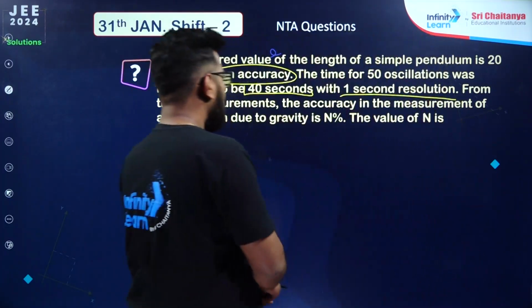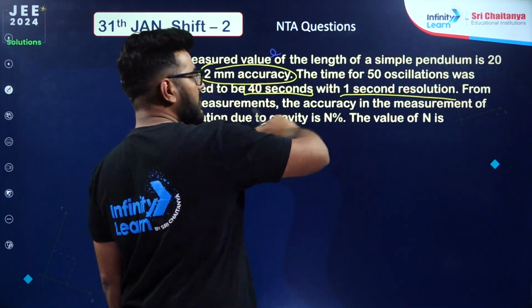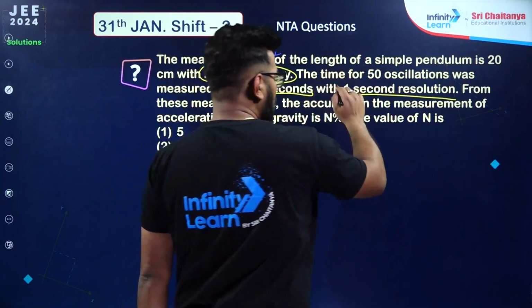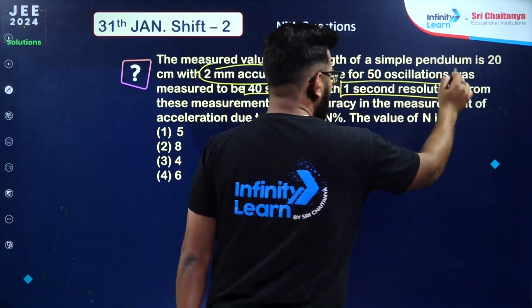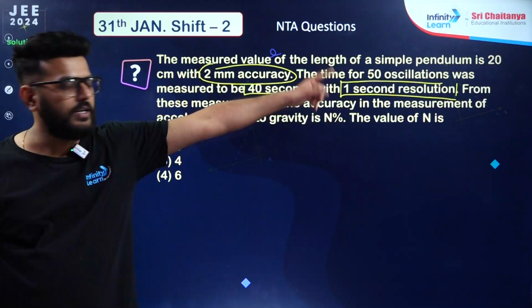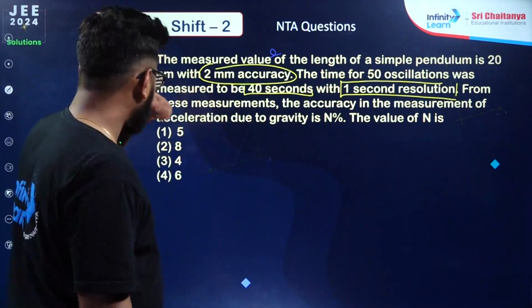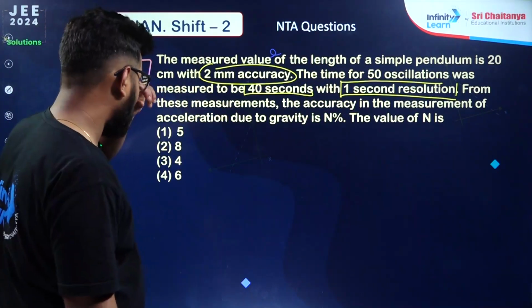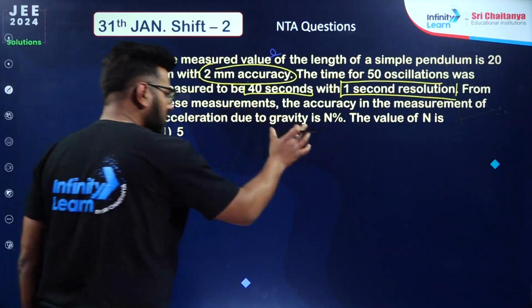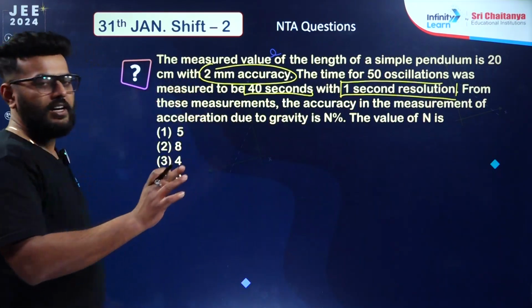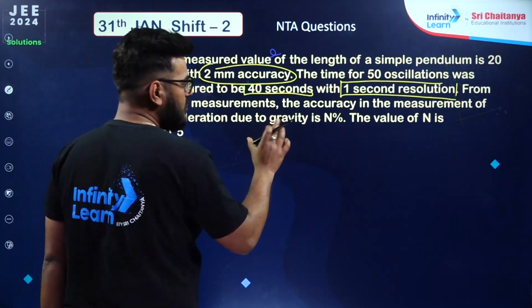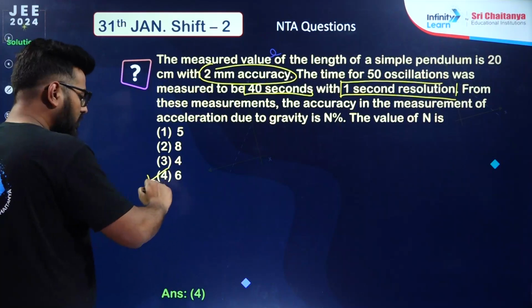So basically you need to find out the time for one oscillation, that is going to be 40 by 50, and also this 1 second resolution will be your least count error, and that will also reduce to 1 by 50. From these measurements, the accuracy of the measurement of acceleration due to gravity is, this is a very standard problem given in NCERT also, and you need to solve based on that, and option number 4 is going to be the correct answer.